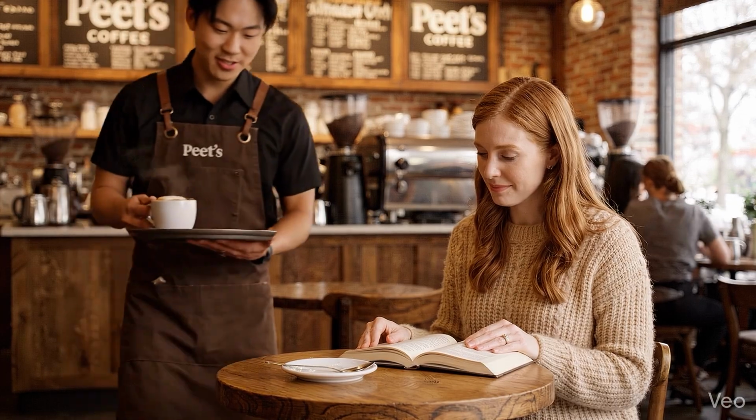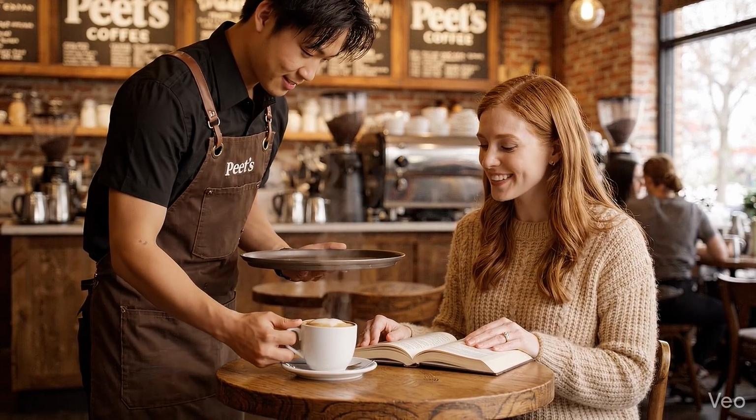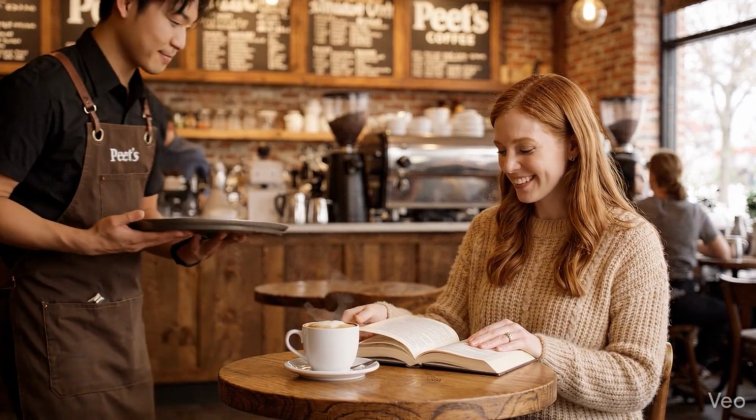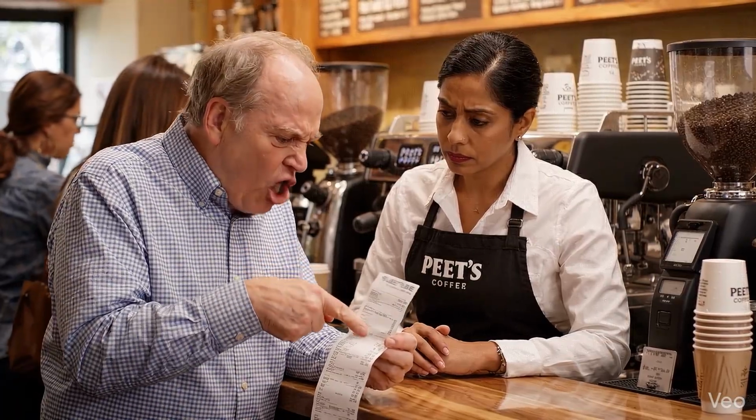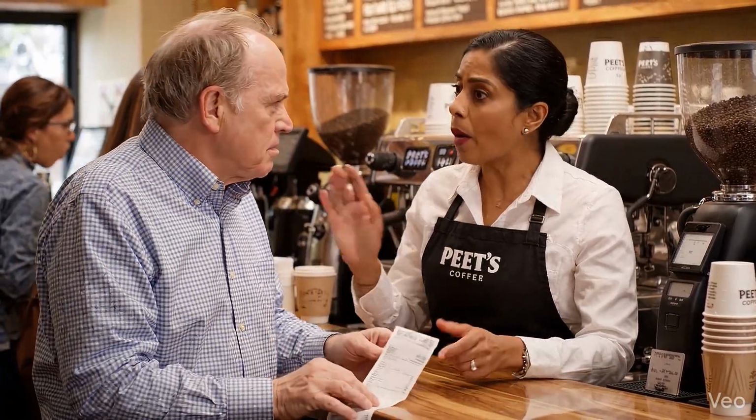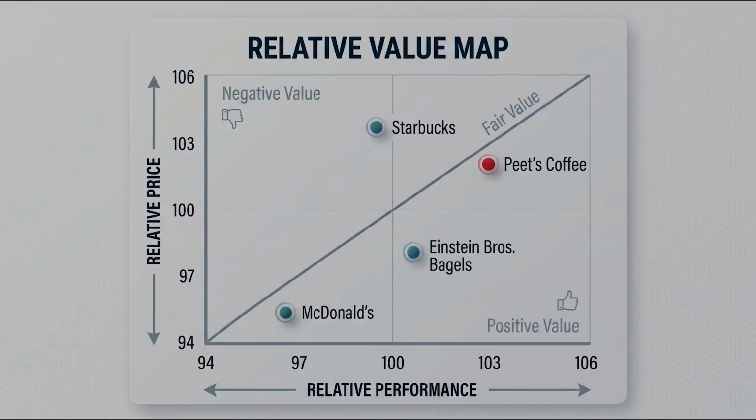When relative performance is higher than relative price, relative value index is positive, and when the relative performance is lower than relative price, a relative index is negative. When the relative performance equals relative price, we have a fair value. Basically, you get what you pay for.